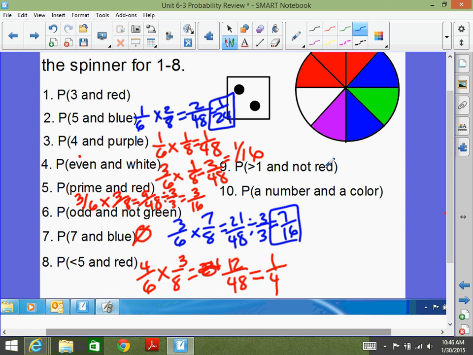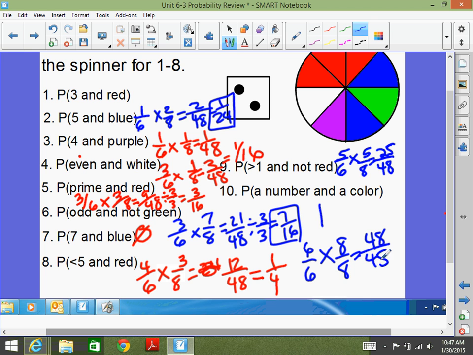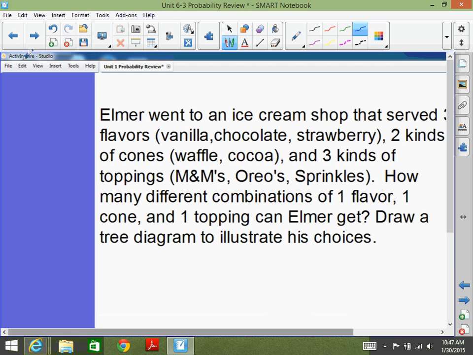Okay, number 9, the probability of a number greater than 1. Greater than 1. 5 out of 6, and not red, 5 out of 8, which is 25/48. Number 10, a number and a color. It's going to be one whole, right? Because you get 6 out of 6 times 8 out of 8, which will be 48 out of 48. What percent would that be? 100%.